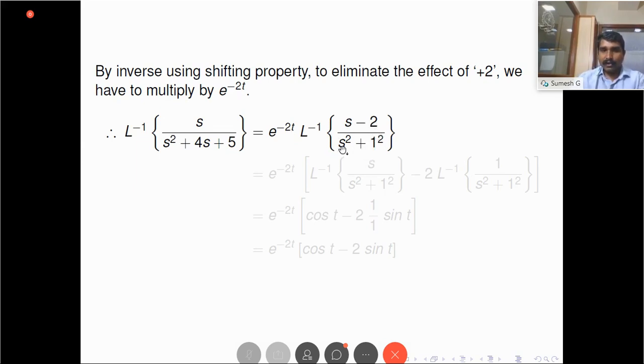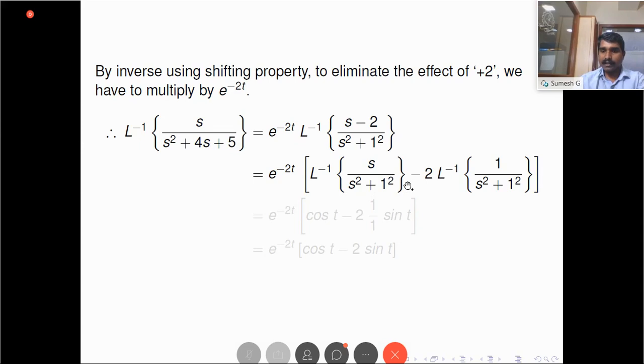We can consider the denominator of the RHS expression is s square plus 1 square, which is of the form s square plus a square. Then we have two options. The numerator can be 1 or s. So here there is a term of s and a constant minus 2. So we can take the expression like this: e raised to minus 2t into the inverse of s by s square plus 1 square minus 2 into the inverse of 1 by s square plus 1 square.